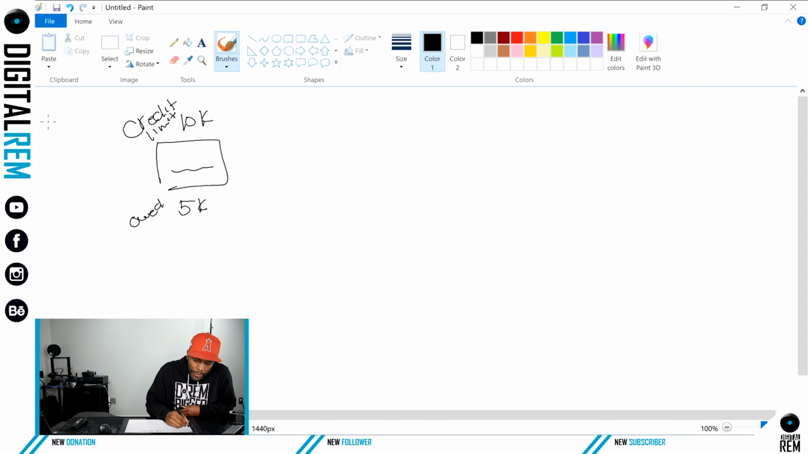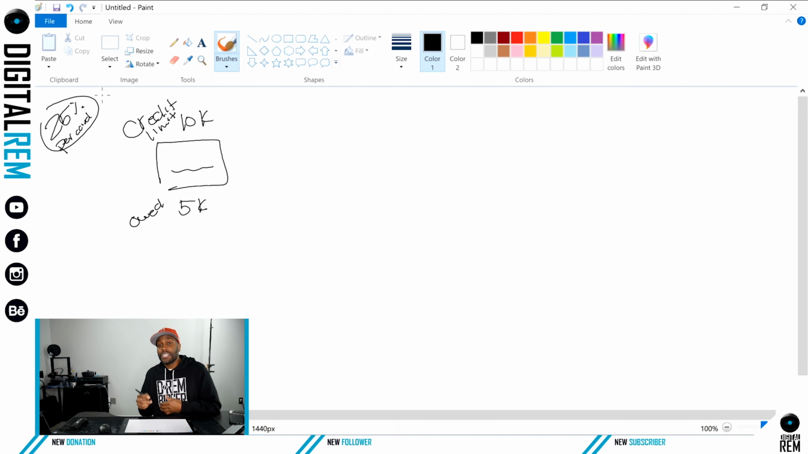Now, let me write up here in the corner. The ideal utilization per credit card is 25% per card, because if you're below 25% per card, your credit score is going to continue to increase. So you want to keep your credit score increasing. If you recognize, we have one 10K credit card, but we're using 5,000 of that 10,000 card.